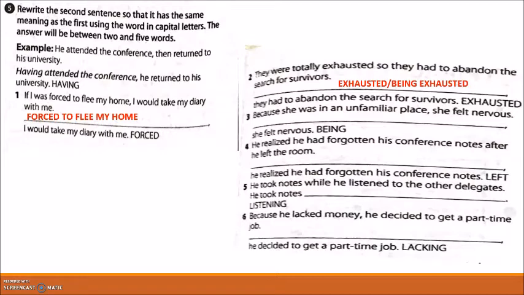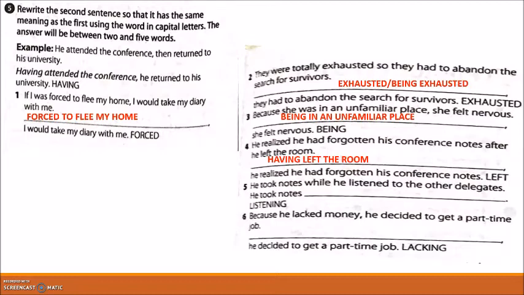3. Because she was in an unfamiliar place, she felt nervous. So we have she felt nervous and the verb being. It will be being in an unfamiliar place. 4. He realized he had forgotten his conference notes after he left the room. So we got he realized that he had forgotten his conference notes, and the verb is left. So would be having left the room.